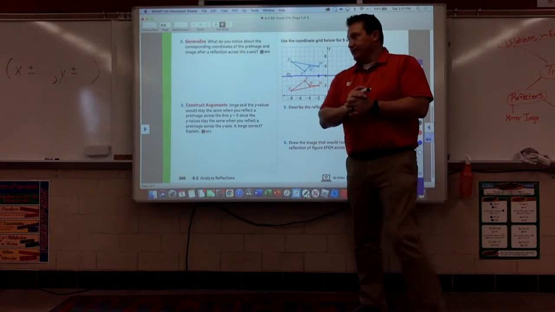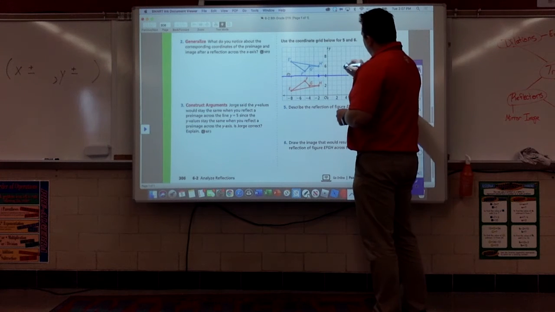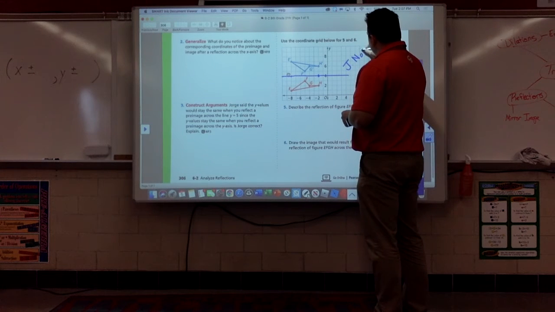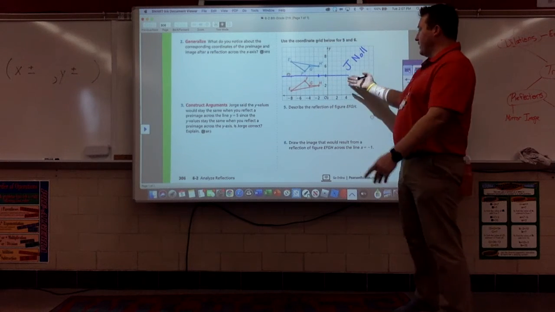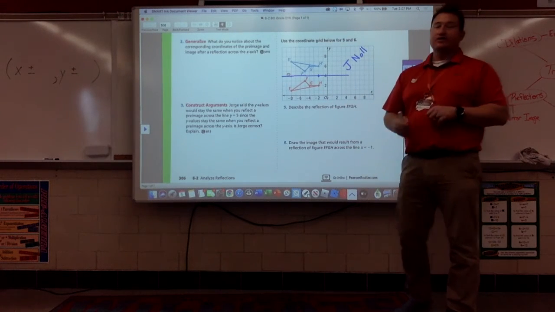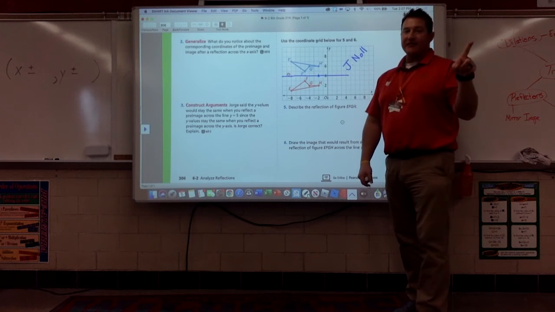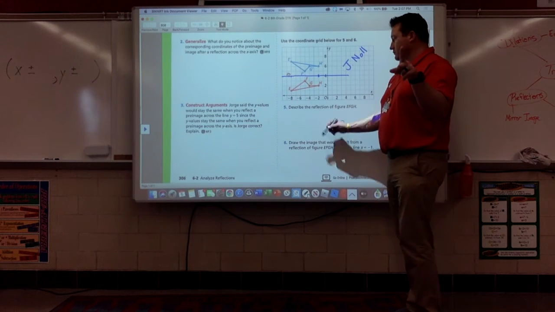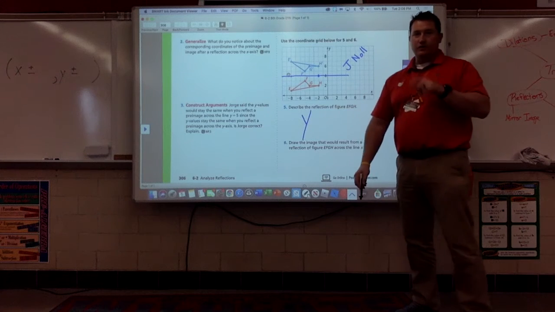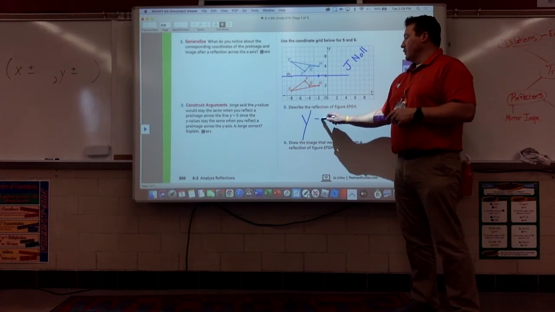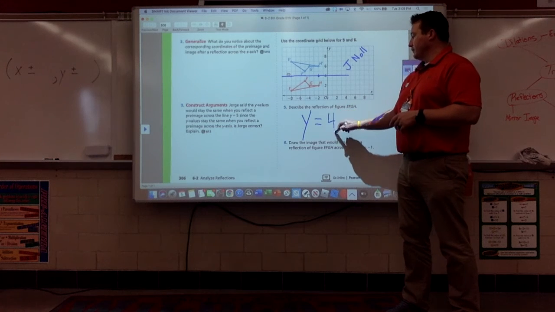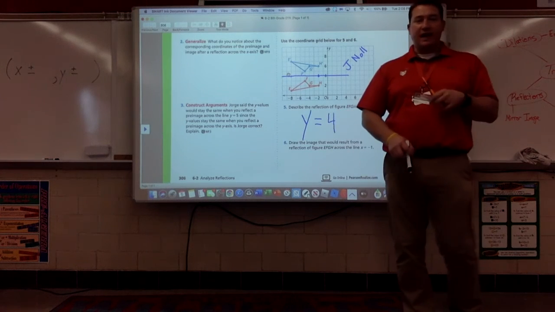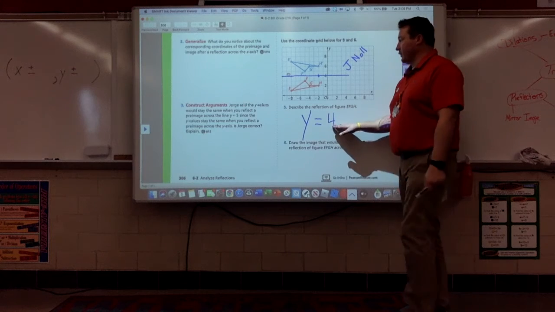Okay. Jeremy. Yes, we can name it. We'll call it line J, but then we'll name it mathematically. How do we figure out what the equation for this line is? It's really easy. You just got to answer my two questions. What axis does it go through? You're right, it goes through the y-axis. What number does it go through? There you go. That's how we name our line of reflection: y equals 4.